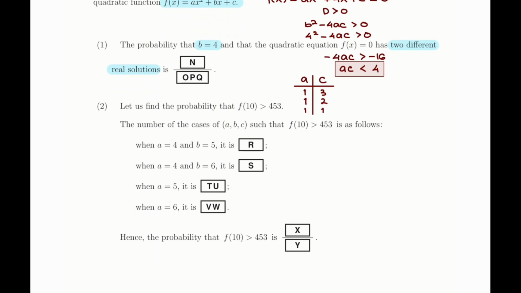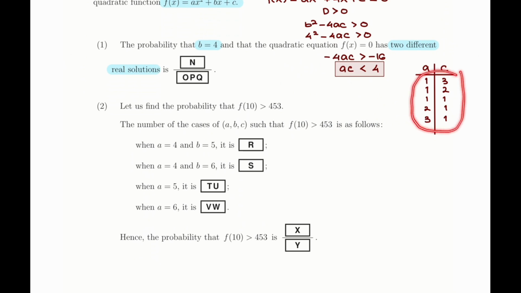And then if you think of another possibility, of course, we still have another possibility. For example, now A is 2 and C is 1. 2 times 2 is not our answer because 2 times 2 equals 4. It is not less than 4. And then my last possibility is 3, 1. So there are 5 possibilities where A times C is less than 4.